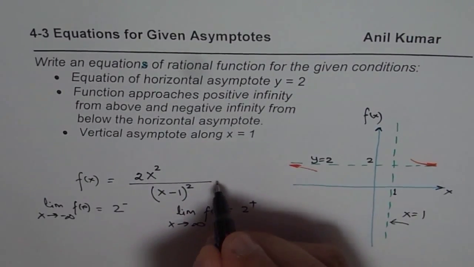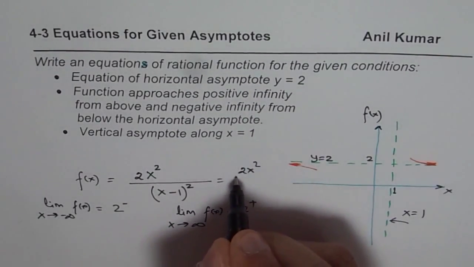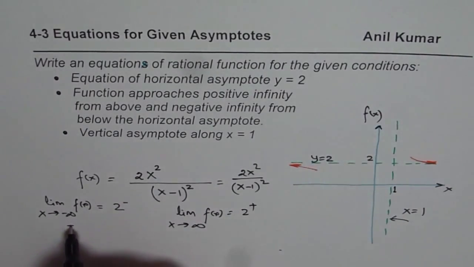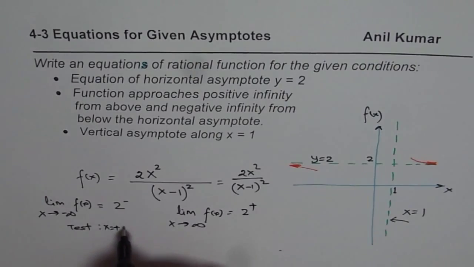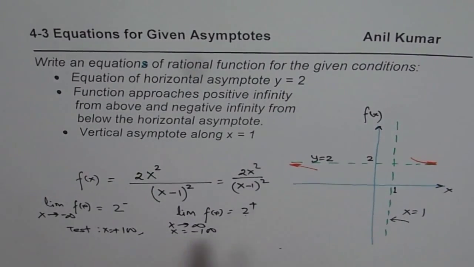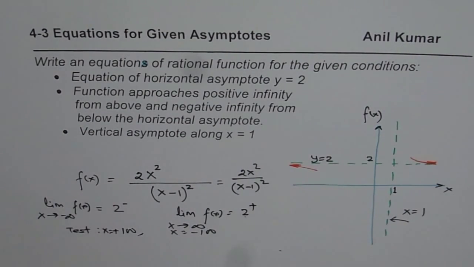So what we found is that this is just the right function. So we can write this as 2x square over x minus 1 whole square, correct? To test, you should test with x equals plus 100 and x equals minus 100, just to check. If you test with plus 100, you get more than 2, and if you test with minus 100, less than 2, right? If yes, then this is the right equation. I hope that helps. Thank you and all the best.